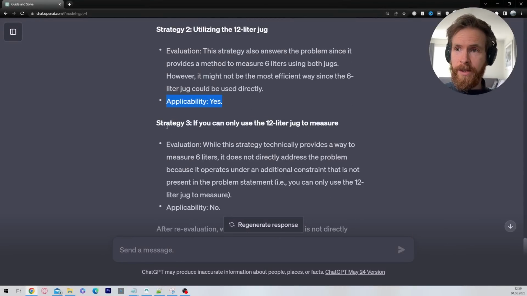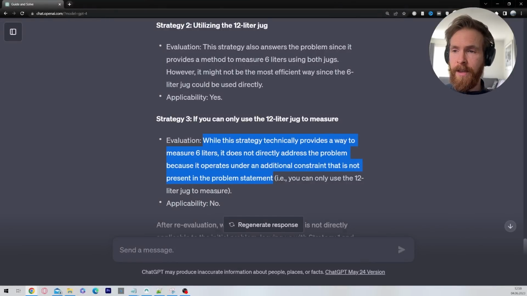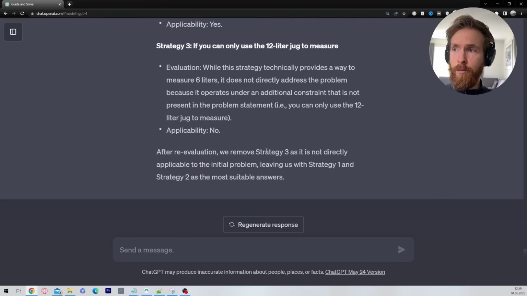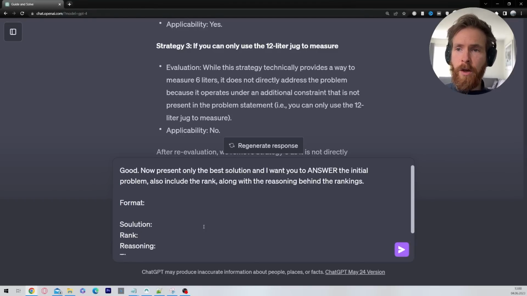But here on strategy 3, you can see, while this strategy technically provides a way to measure 6 liters, it does not directly address the problem because it operates under additional constraints that are not present in the problem statement. So here applicability is no. So we are actually going to remove strategy 3 here. So that is very good. If you have many different solutions, this really can sort out what you need to solve the initial problem. Then we're gonna finish this off with good.